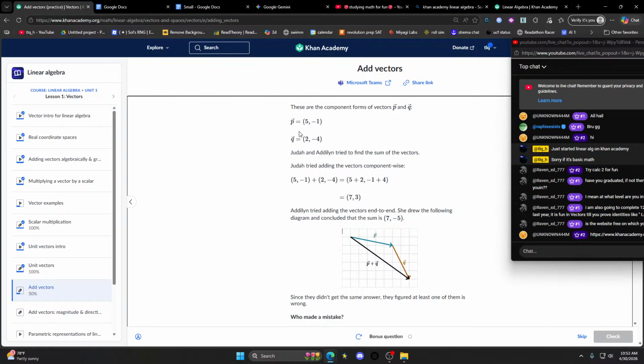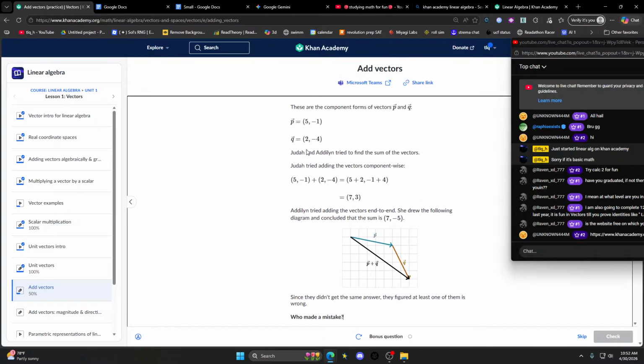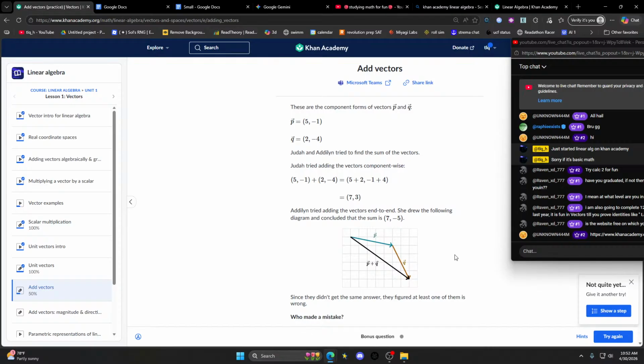Okay, who made a mistake? Who got it wrong? Who did not get it right? I have to memorize this again, bro. Who got it wrong? Okay. 3 by -5, they both got it wrong. What is this thing on? Oh my god, I'm an idiot. No way. 7 by -5.